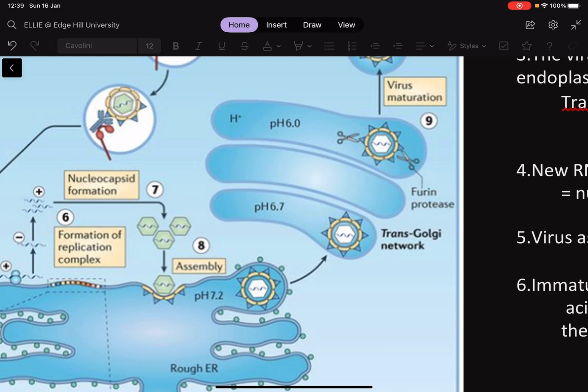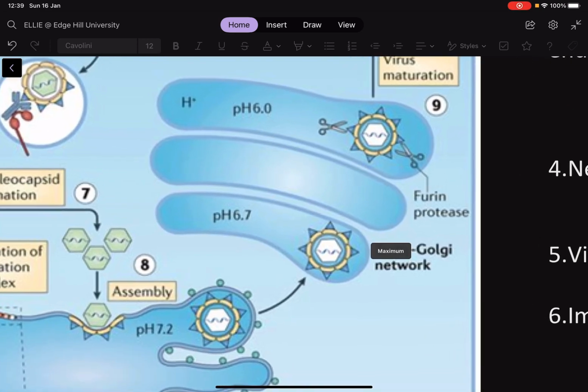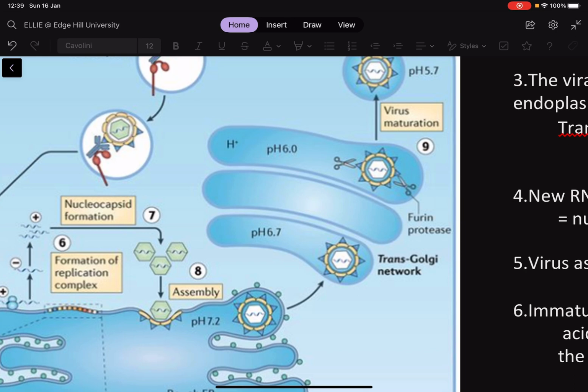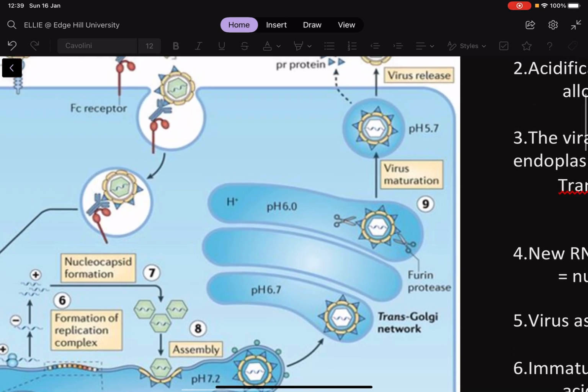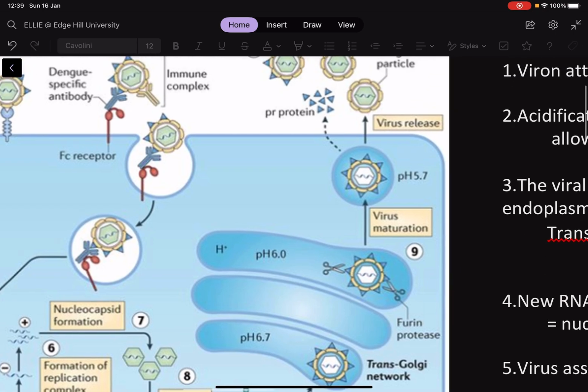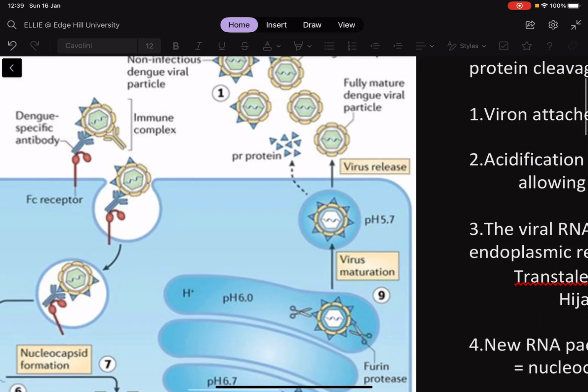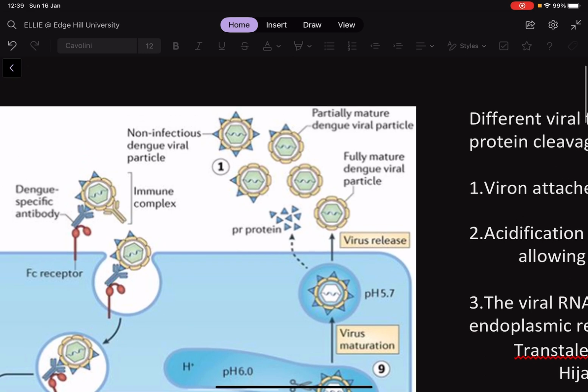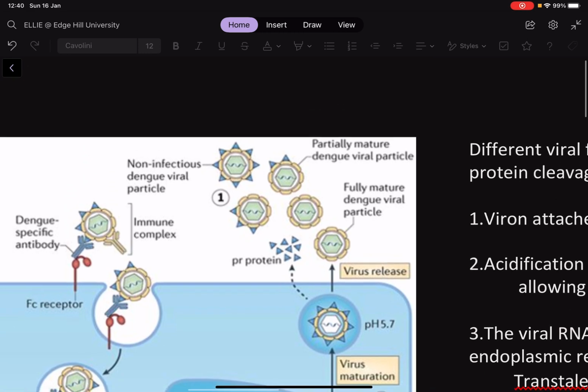At this point, it leaves the endoplasmic reticulum and moves through the trans-Golgi network. The Golgi network has a decreasing pH, and through the different pHs it leads to virus maturation. Things happen to the proteins and it becomes mature. It's then released, and off it can go and infect more cells.